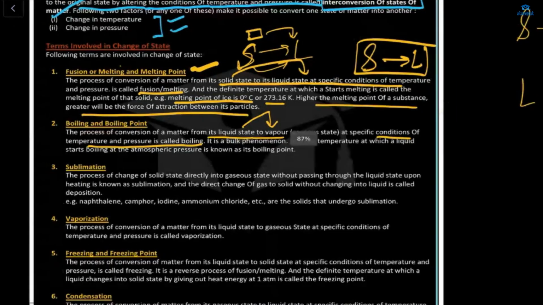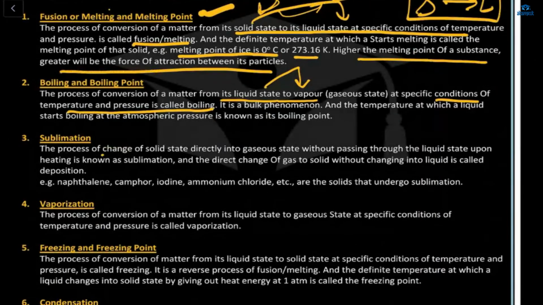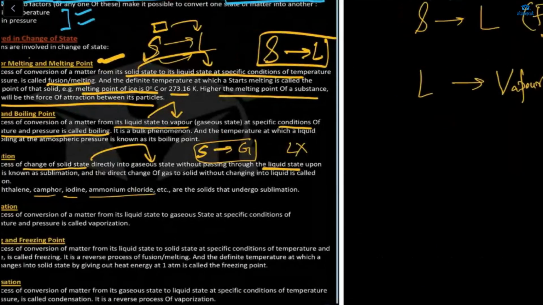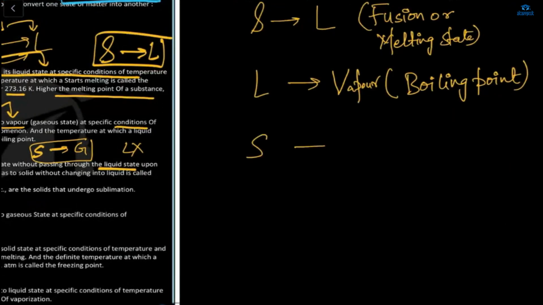Okay. Now what is sublimation? The process of change of a solid state directly into a gaseous state without passing through the liquid state. Sublimation means when the solid is directly converting into a gas, and the liquid is not included here. This process is known as the sublimation process. Examples: camphor, iodine, ammonium chloride, etc. So when a solid is directly converted into a gas, this process is known as sublimation.